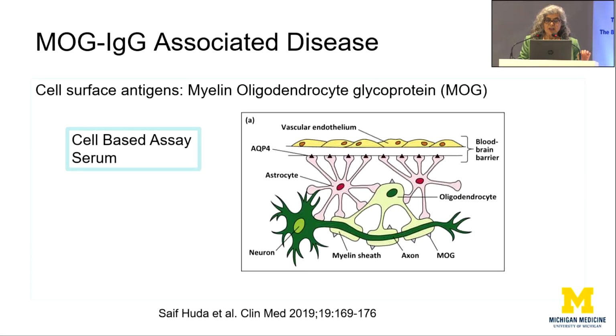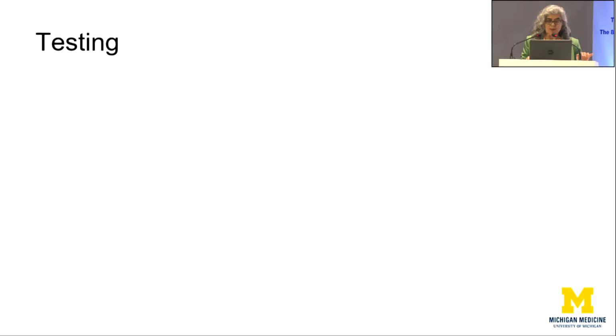Again, the MOG is on the oligodendrocytes. Here you can see that they produce the myelin. And again, these are antibodies tested in the serum, not CSF. So you just do serum studies, cell-based assay, and you want to use a cutoff for this. A low titer does not have as much specificity.